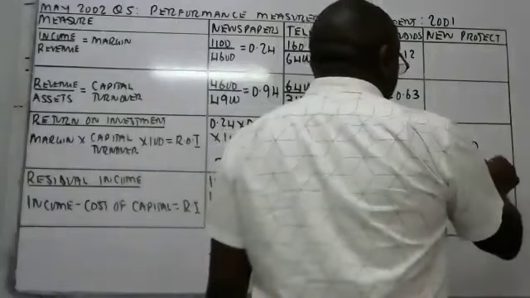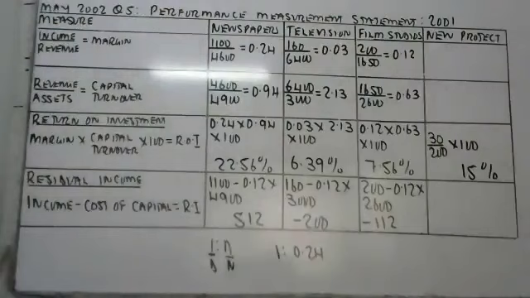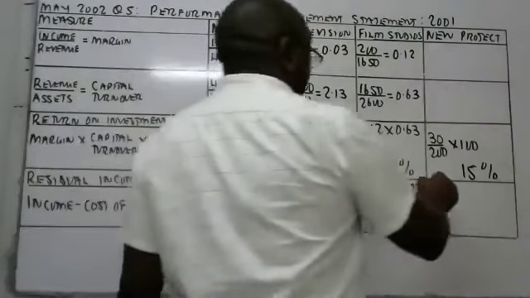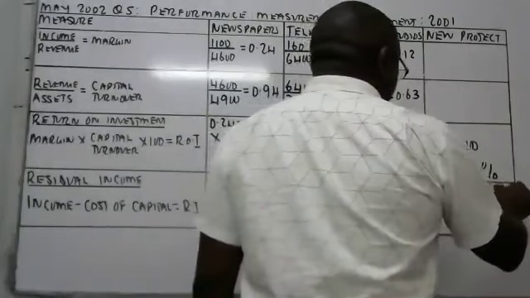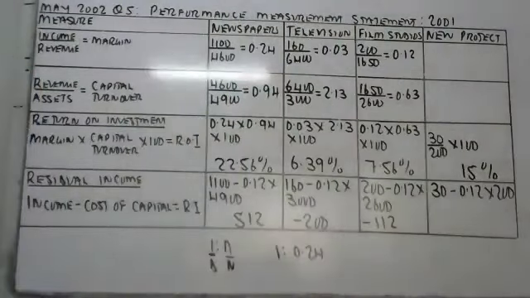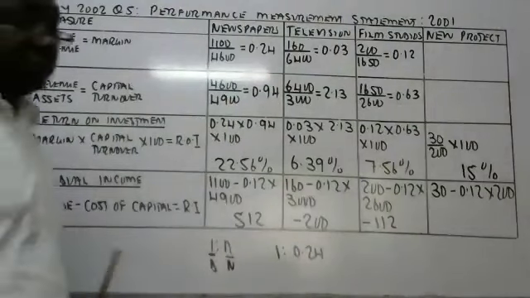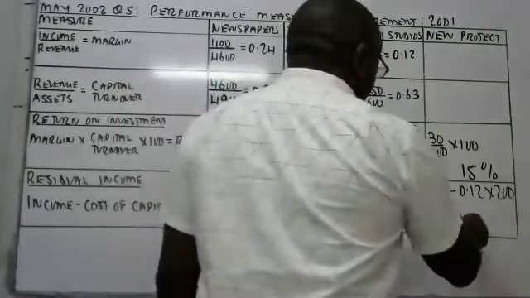15%. Then when we come to residual income, you will say it is 30 minus 0.12 times 200. Six.